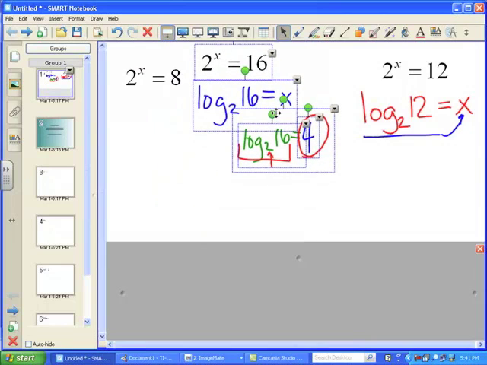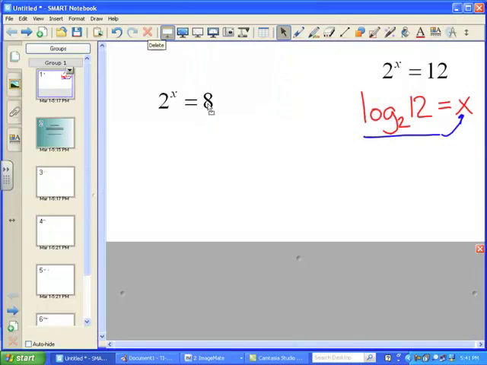let's take that one, shuffle it to the side. And now let's take a look at this one. Okay, we've done this one. We know that x should be 3. Well, let's convert that to logarithmic form. In logarithmic form, it's log base 2 of the number 8 is equal to my exponent, x.